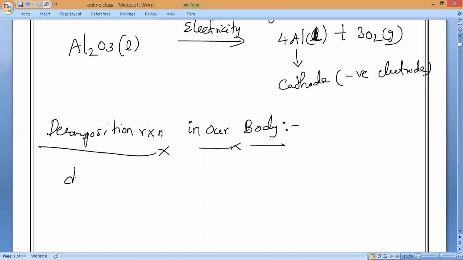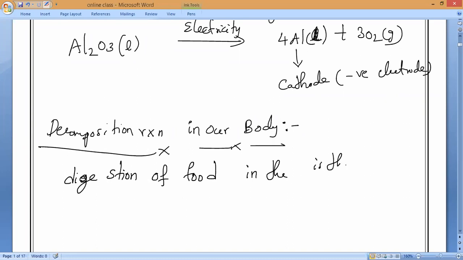So digestion of food, you can tell me what is the equation. Glucose undergoes a reaction and produces energy, plus it releases carbon dioxide. So if we take digestion of food in the body, it is the example of what? It is the example of decomposition reaction. You understand? So why is it a single product?